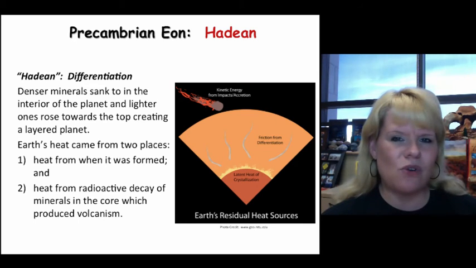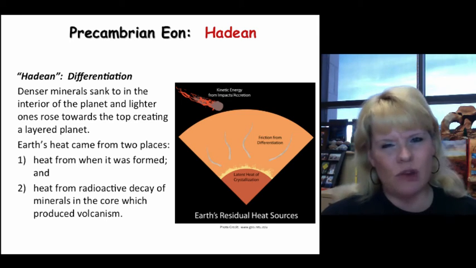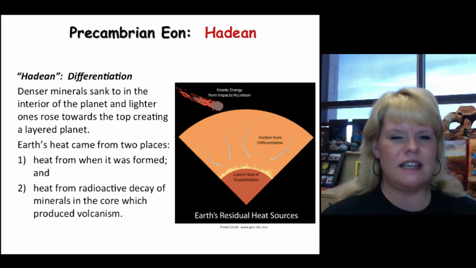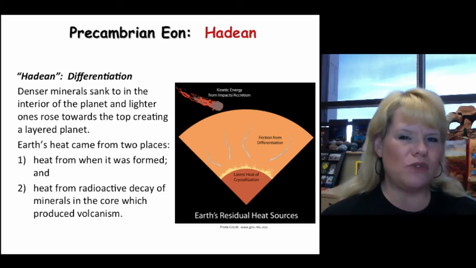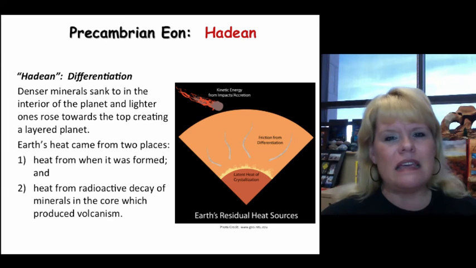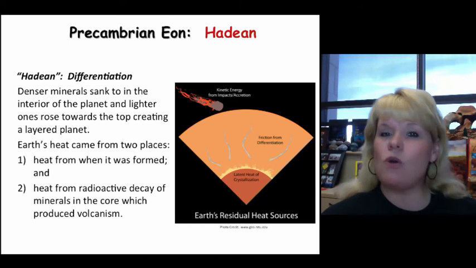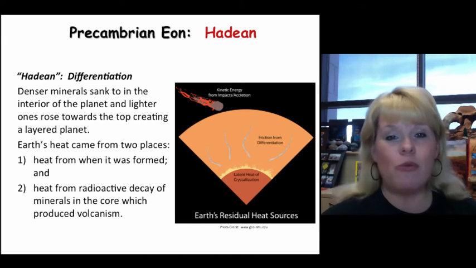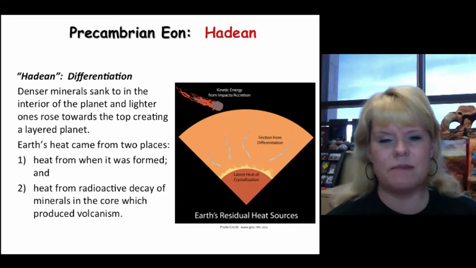Differentiation, I can't underscore how important that is to the story of the Hadean, because the denser minerals that we received during the accretion process sank to the interior of the planet and the lighter ones rose up to the surface. So the heat that makes us go, that makes plate tectonics work, came from the initial formation of the Earth, in other words, radiogenic heat, and then radioactive decay, which ultimately would create mantle plumes and start what we would know as volcanism. And that process has been going on ever since.